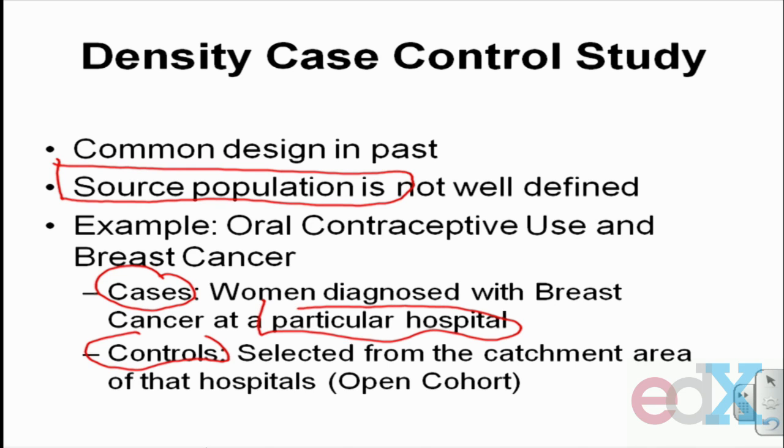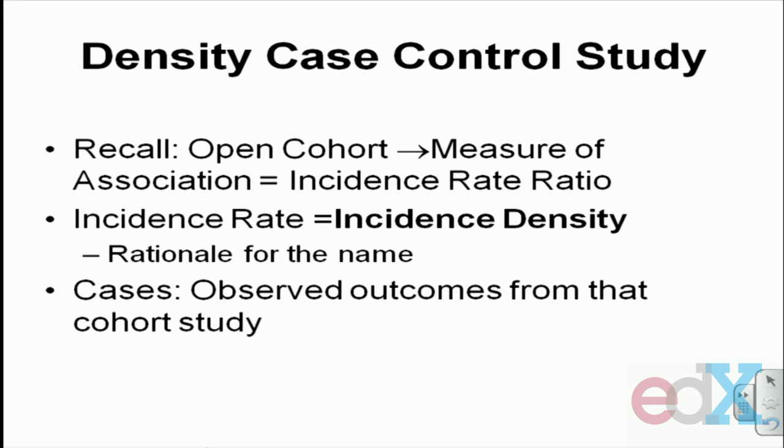The problem is your controls. What do you want them to do? You want them to reflect the source population that gave rise to those cases. You want them to reflect that open cohort study that probably existed in the past, that if it had existed and been followed in the past would have identified those cases in your case control study as the outcomes from that cohort study. The cohort study was probably open and would probably reflect what we refer to as the catchment area for a hospital. The area, the population that that hospital serves. And that is, again, probably a very dynamic, very open, very much not well-defined population, but that's what we want our controls to reflect. That's the basis for what we call a density case control study.